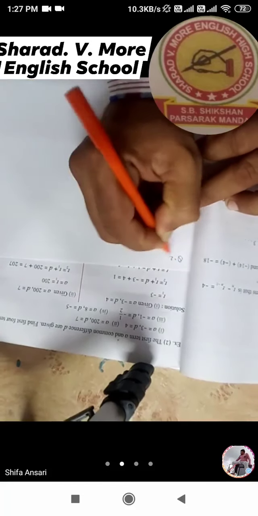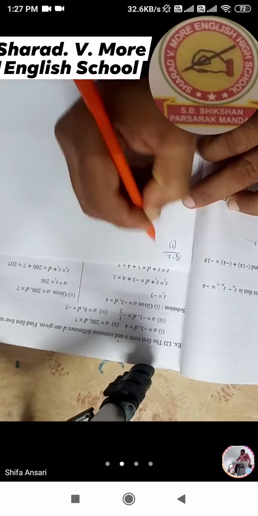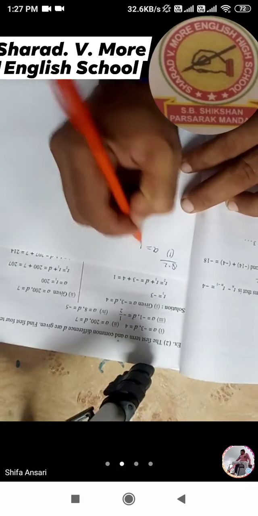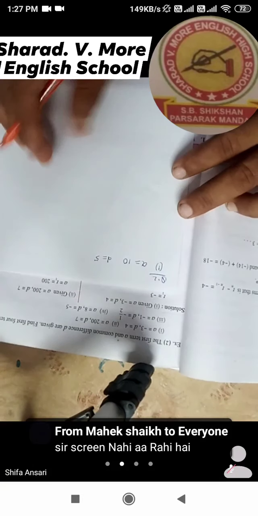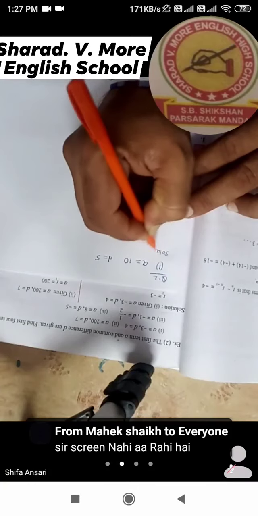Okay, question number 2. Now first one, a value is equal to 10, d value is equal to 5. Okay, now here we have to find out the arithmetic progression. Now its solution. So yes, we have learned in the previous lecture that if the first term is known, we can find out the other terms by adding the common difference d.